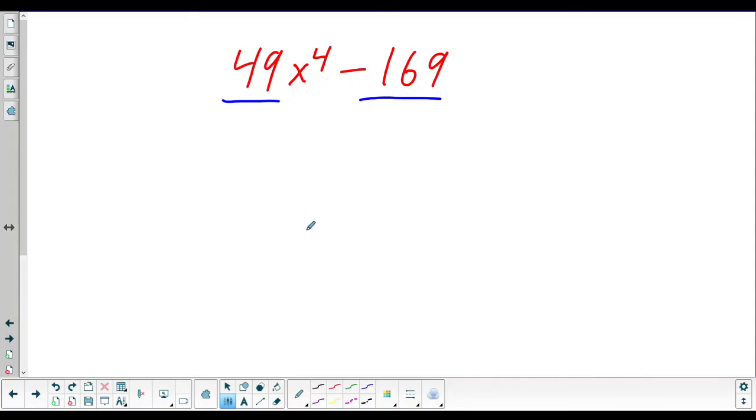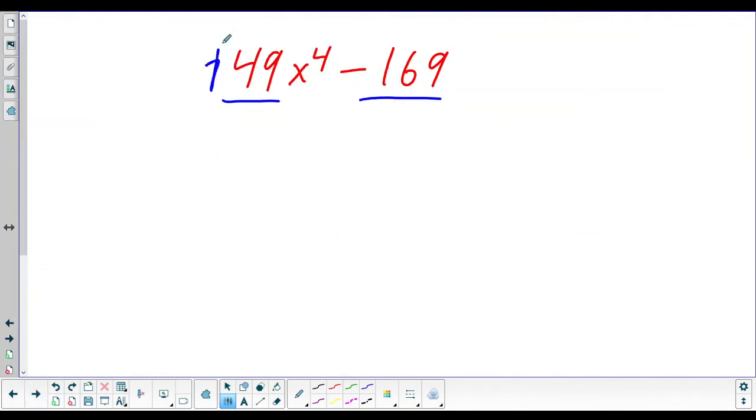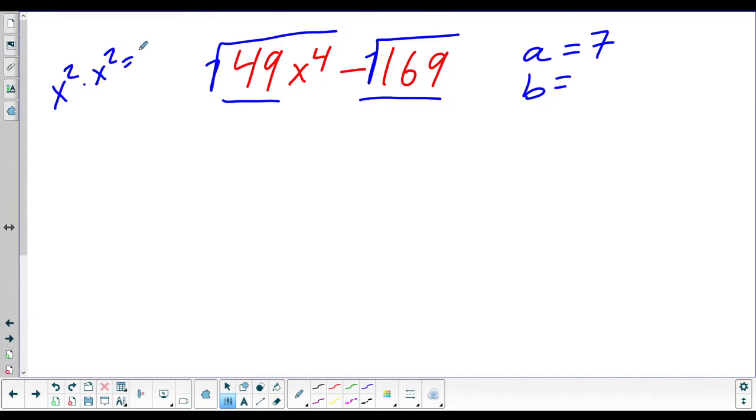So just like over here for difference and sum of cubes, we took a cube root. We're going to take a square root for the squares. So we need to find a and b still. The square root of 49 is 7, of course. The square root of x to the 4th, we're asking what times itself gives us x to the 4th. That's x squared, of course. x squared times x squared is x to the 4th. So the square root of x to the 4th is x squared. So we're going to have 7x squared. The square root of 169 is 13.